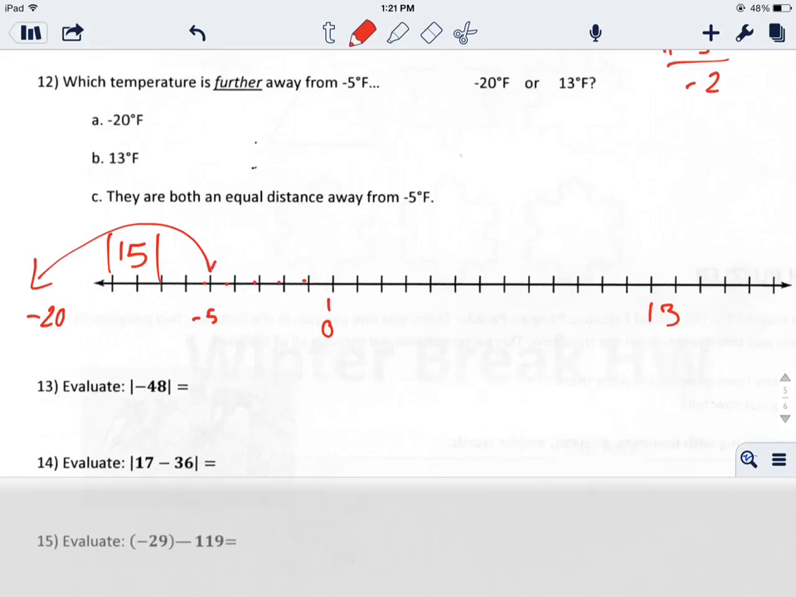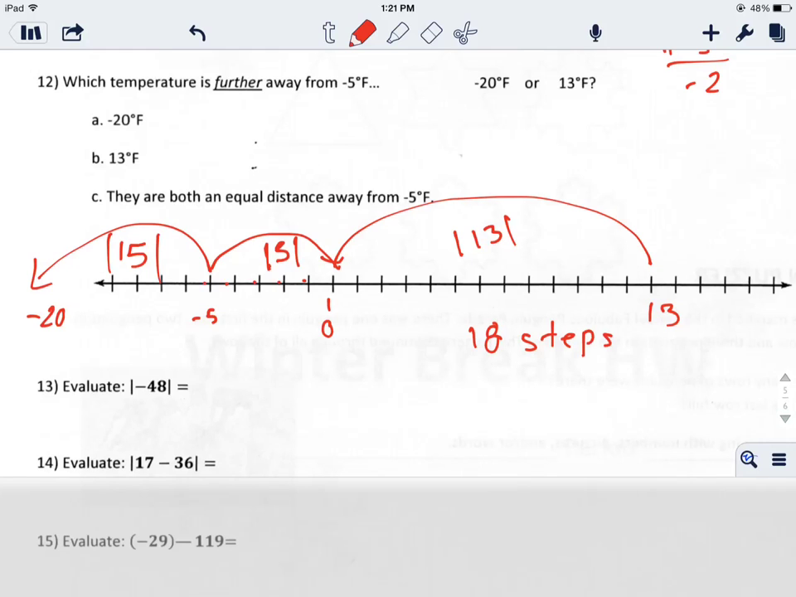I'm pretty sure I know who's going to win this, but let's just double check. From negative 5 to 0, that would be 5 steps, right? So absolute value 5. And from 0 to 13 would be 13 steps. So that's a total of 5 and 13 is 18 steps this way. So clearly negative 20 is closer.